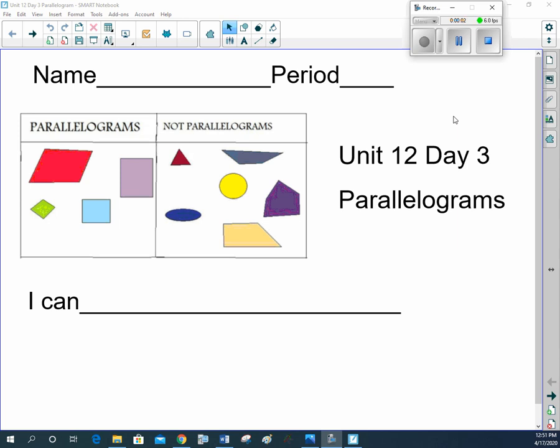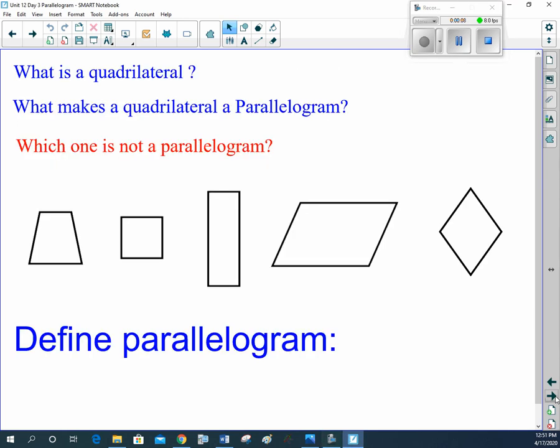Okay, we're going to study a little bit about quadrilaterals and parallelograms in this section. So first of all, quadrilateral means four sides, a four-sided figure. Okay, and then what makes a quadrilateral a parallelogram? If both pairs of opposite sides are parallel.